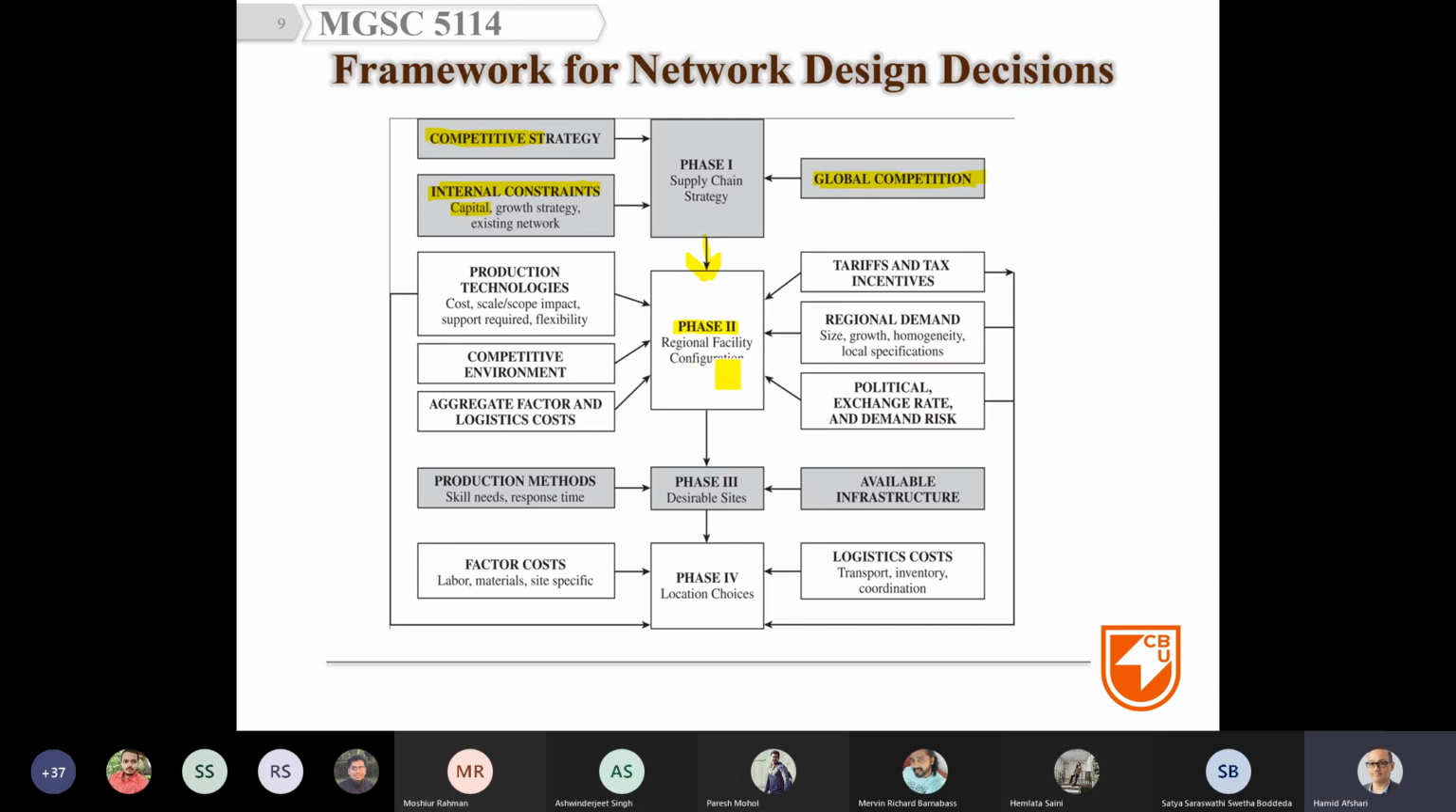So you go one level lower. Okay, so this is a very top level. And then you will go one level lower. So you go to regional facility configuration. Okay, what is the output of phase one? For example, I want to open a new branch in US. I want to open a new branch in Europe. I want to bring raw material from India or China or any Asian countries. So these are one of the outputs from phase number one.